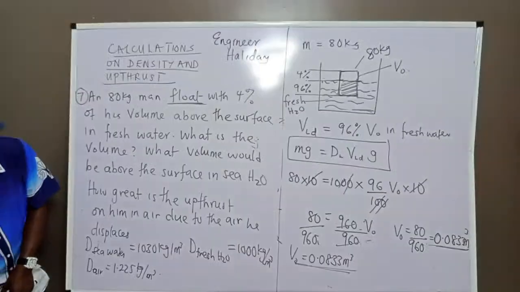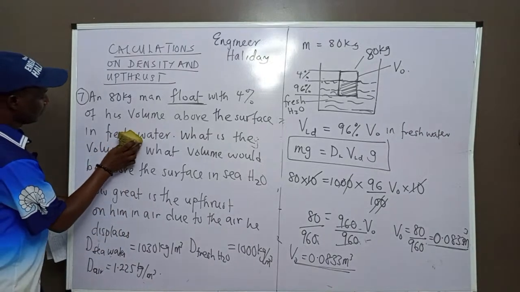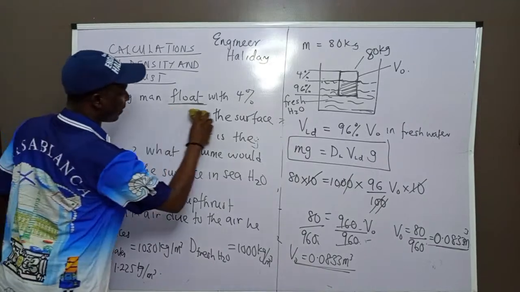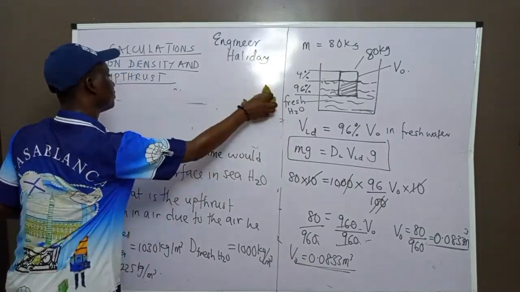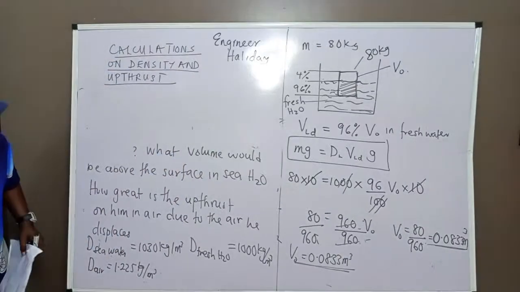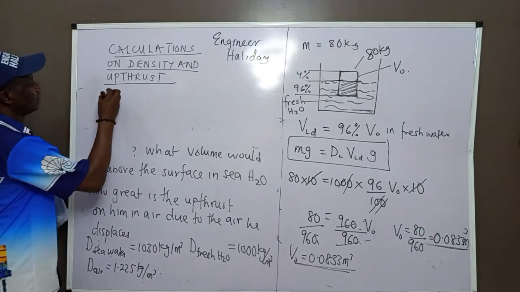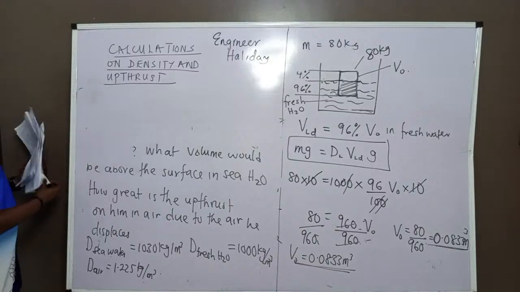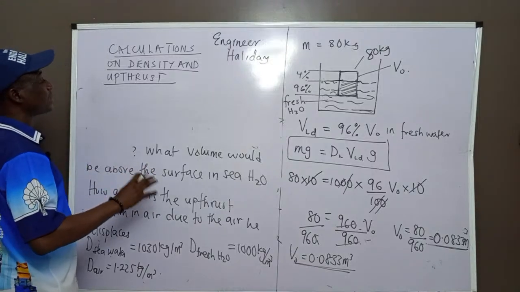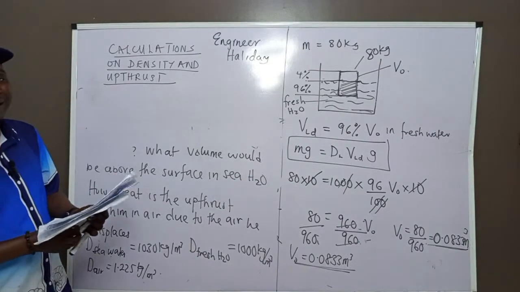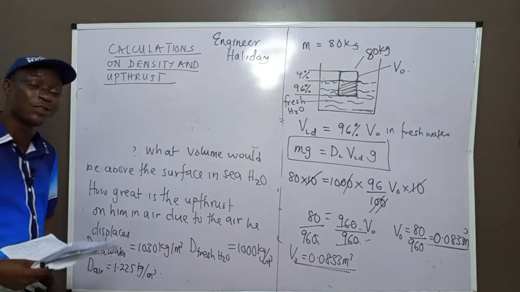Now, let me clean this out so that we can see clearly. Don't forget our parameters are given to us. Now, the next question: what volume will be above the surface in seawater? First of all, let's use density, what we're going to use now, because the volume of liquid displaced by the object in fresh water will be the same as the volume of liquid displaced by the object in seawater.